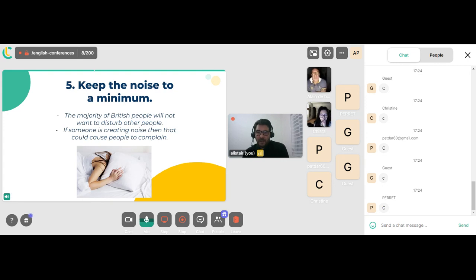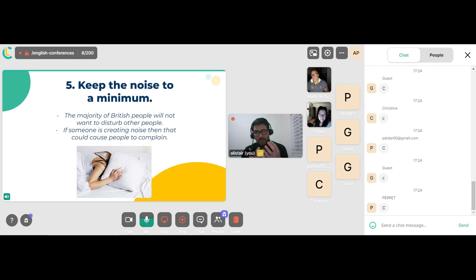And number 5, keep the noise to a minimum. Okay, so the majority of British people will not want to disturb other people. Okay, if someone is creating noise, then that could cause people to complain. Okay, so we're going to be finishing here. Now, the majority of British people don't want to disturb other people. It's true. Of course, there are exceptions to this. Of course there are. But quite often, an English or British person is not keen on creating a situation. Okay, so they won't want to cause other people to complain.